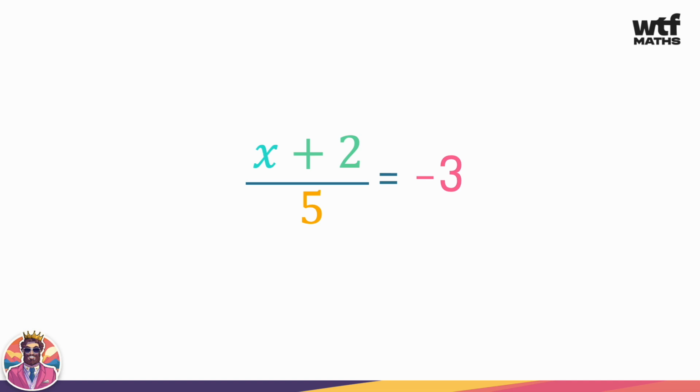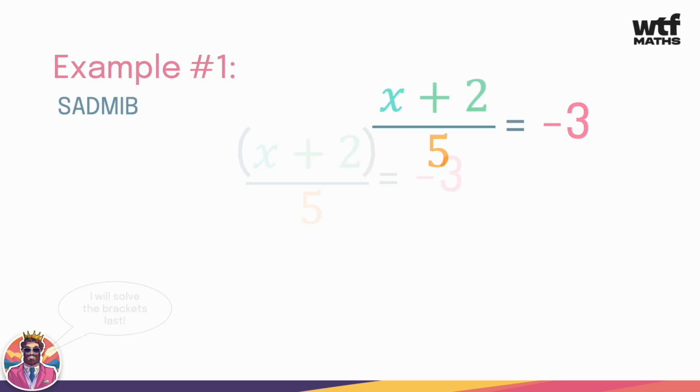Now, because I have a fraction, just for my safety, I'm going to put some brackets around the top. All these brackets do is remind me that I will solve the brackets last. So, if I'm going to solve the brackets last, I have to get rid of everything outside of the brackets first. So let's actually work out this problem. If we see a fraction, I suggest you put brackets around the top. These brackets are just a reminder to us, do it last, because it's the last letter of SADMIB.